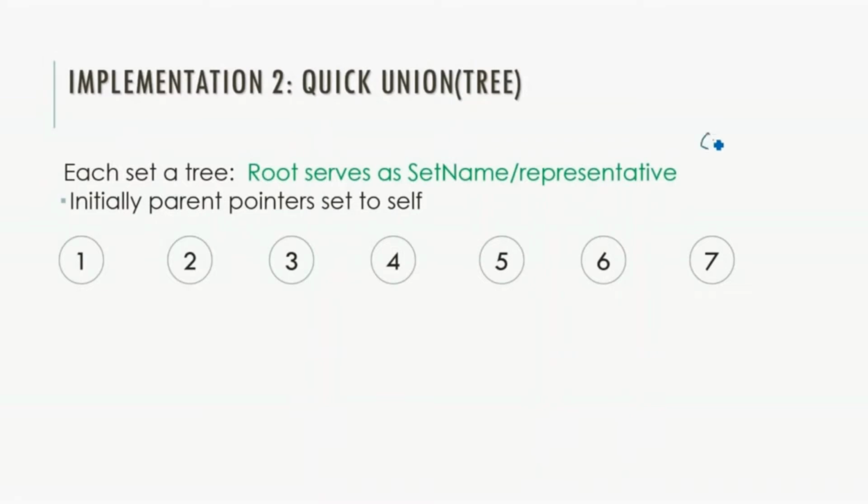If 1, 3 and 5 represent a set where 5 is the representative, we can write it as 1, 5, 3, and there will be connections among the elements, and the root will serve as the representative of this set. So the parent of 5 will be 5 itself.